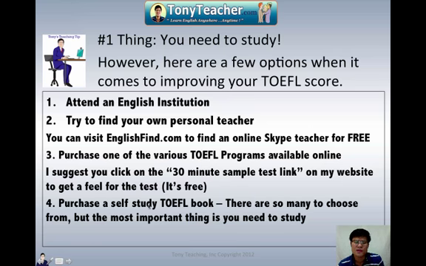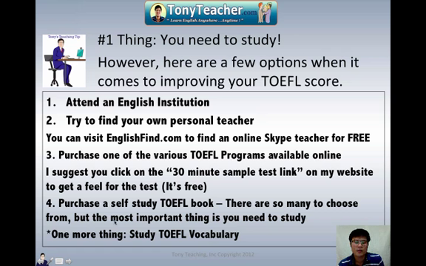You can also purchase a self-study TOEFL book. There are so many to choose from, but the most important thing is you need to study. Okay, there are many books. It'll say something like, master your TOEFL score in 30 days. Yeah, those 30 days are 30 days that you studied really hard, right? Not just read it and, oh, my score is going to go up. Nope, it's not.